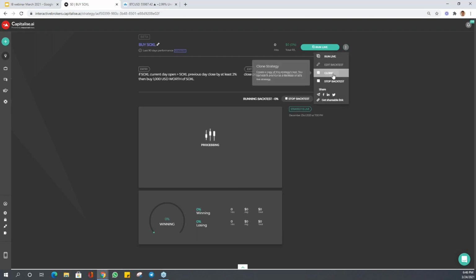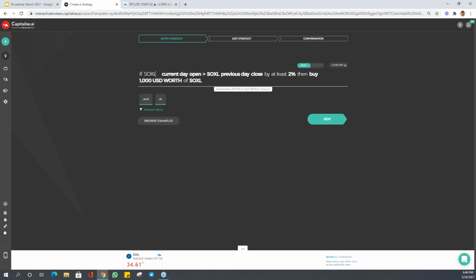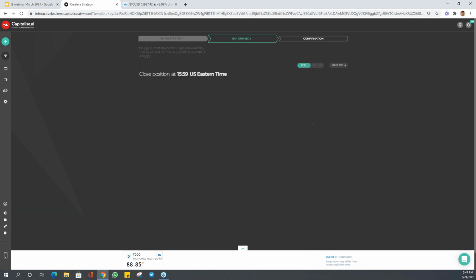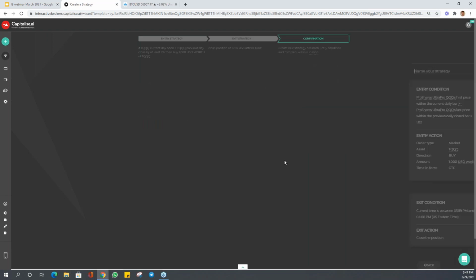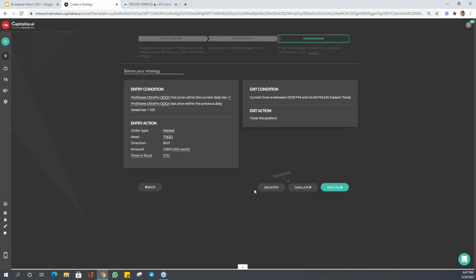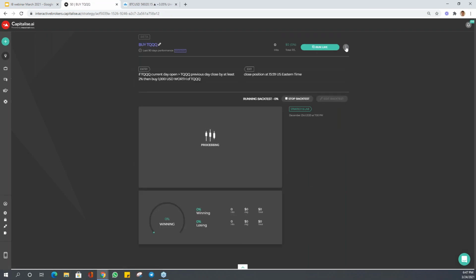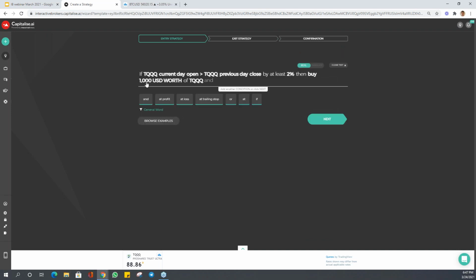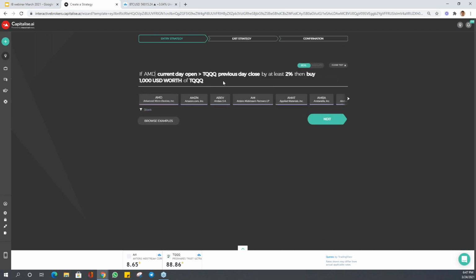We're just going to go back to clone. It's going to bring up the strategy. Any word that appears in bold, you can change with a click of a mouse. So you can change this, for instance, to TQQ, and this to TQQ, and that to TQQ. And you're done. You click next, and you can backtest. Let's just test this over another 3 or 4, and let's try to do it in a minute. So clone. And once we clone it, we're going to go AMD.